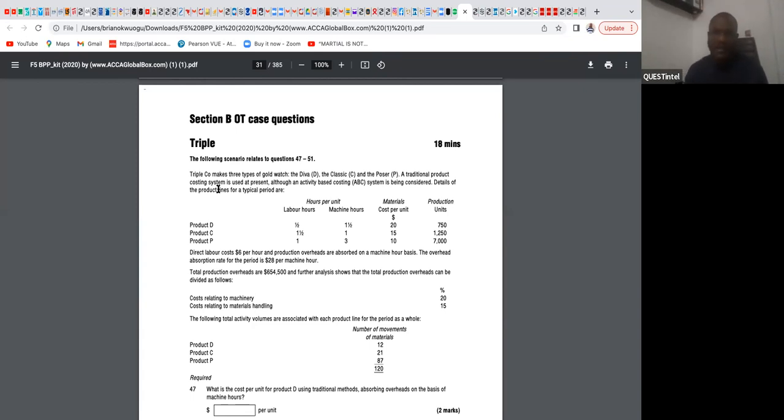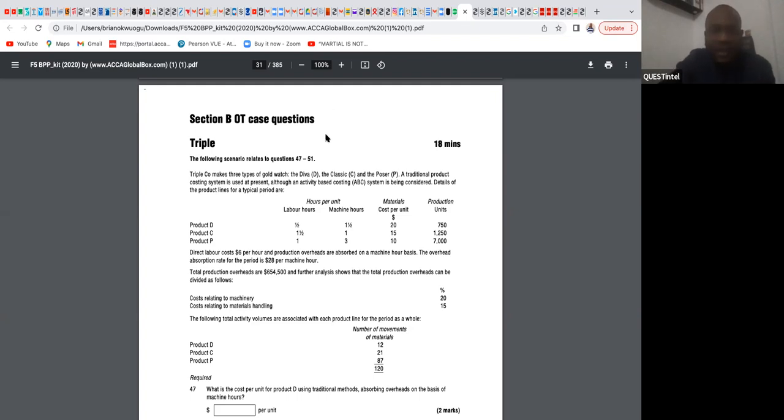And production overheads are absorbed on a machine hour basis. I remember in the last question overheads were absorbed on a direct labor hour basis, but in this case, they're saying overheads are absorbed on a machine hour basis. Now the overhead absorption rate for the period is $28 per machine hour. So they've calculated the overhead absorption rate, making our lives quite easy, and that's how these questions will come. If we did our computation of the overhead absorption rate, we will get the same $28 per machine hour.